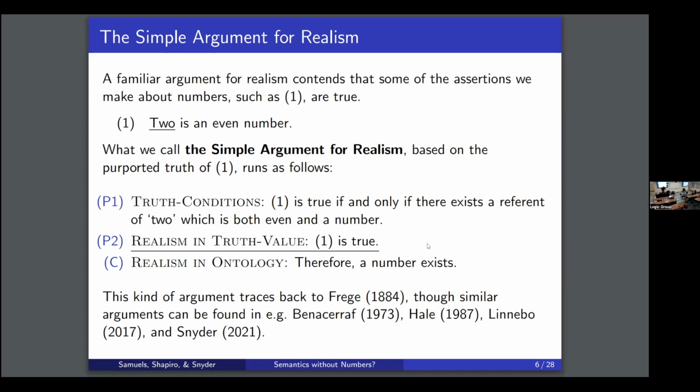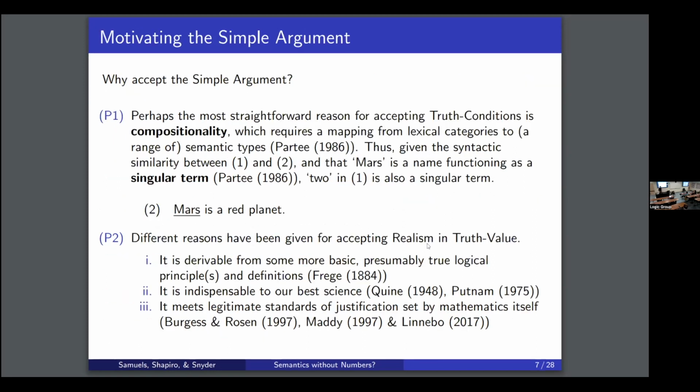It's the simple argument for realism. Pretty simple. Now, why should you accept the argument? Well, there are only two premises, right? So why accept either one of the premises? Perhaps the most straightforward reason for accepting the first premise, remember, was that the original sentence was true if and only if there exists a number that's even. That follows from compositionality. So what is compositionality?